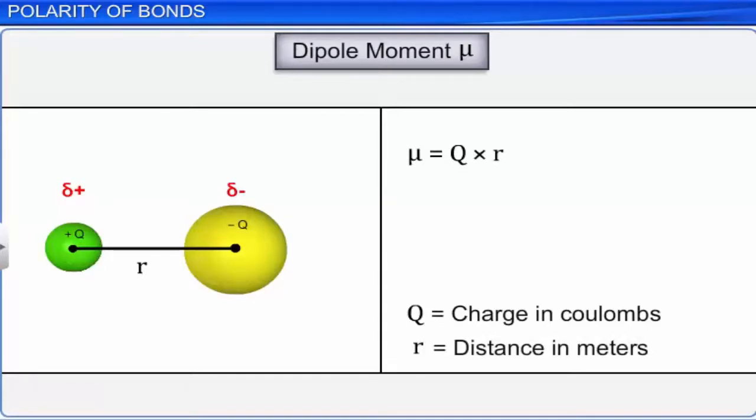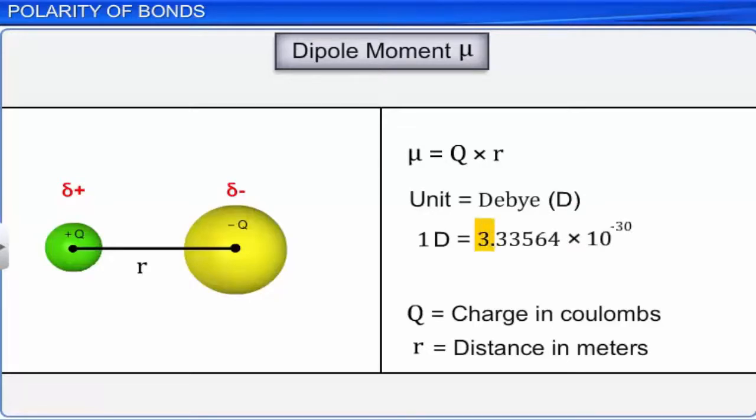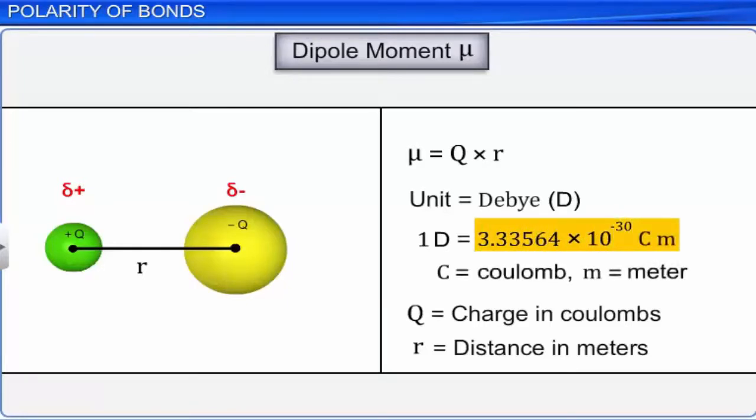Dipole moment is a vector quantity, which means it has both magnitude and direction. The unit for dipole moment is called debye and is denoted by D. 1 D is equal to 3.33564 into 10 to the power minus 30 coulomb-meter. Dipole moment indicates the degree of polarity in a molecule.